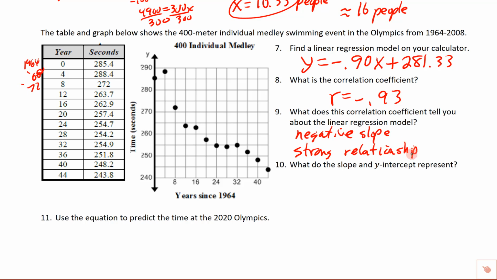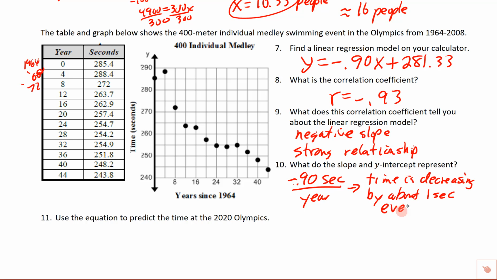Okay? Now, what do the slope and the y-intercept represent in this particular case? Well, in this case, remember, for the slope, we've got negative 0.90. That's going to be a y value. That's in seconds. And then the denominator, that's going to be in years. Okay? So what this means is they're actually taking off almost a second, a little bit less than a second per year. So we're going to draw a little arrow here. We're going to say time is decreasing. Heard some people use some really good words like that. Time is decreasing by, we'll say, about 1 second every year. Okay, so it's going down by 1 second every year.